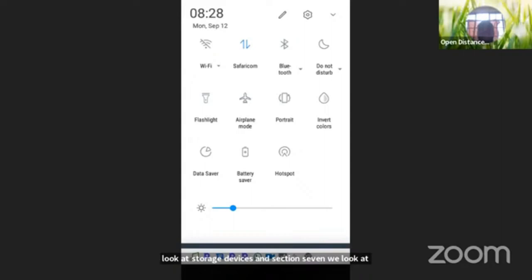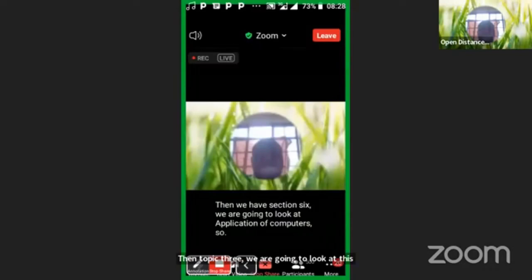So this will act as our second topic, and we'll have several sections and subsections that, of course, we are going to look at. Then topic 3, we are going to look at basic computer software. So here we are going to look at introduction to computer software.